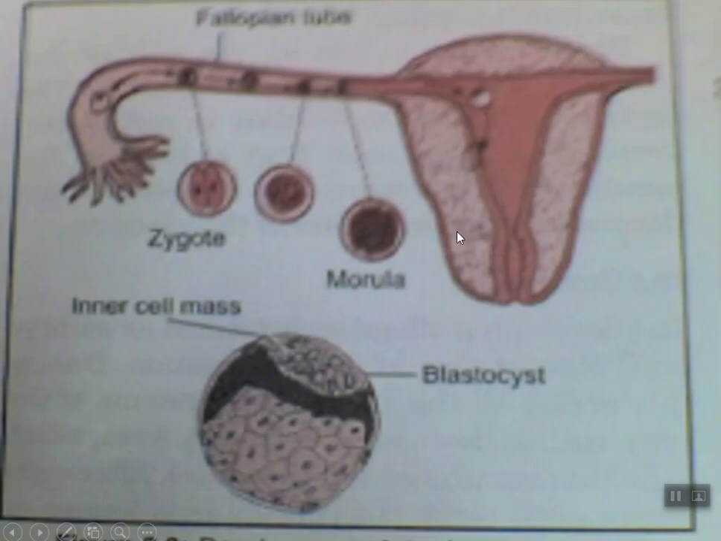This is the division of the zygote. Through cellular division the morula is formed, and by the time it reaches the uterus, it will be formed as a blastocyst. Here also you can see the inner cell mass and the blastocyst. Till the morula development, it stays inside the fallopian tube.